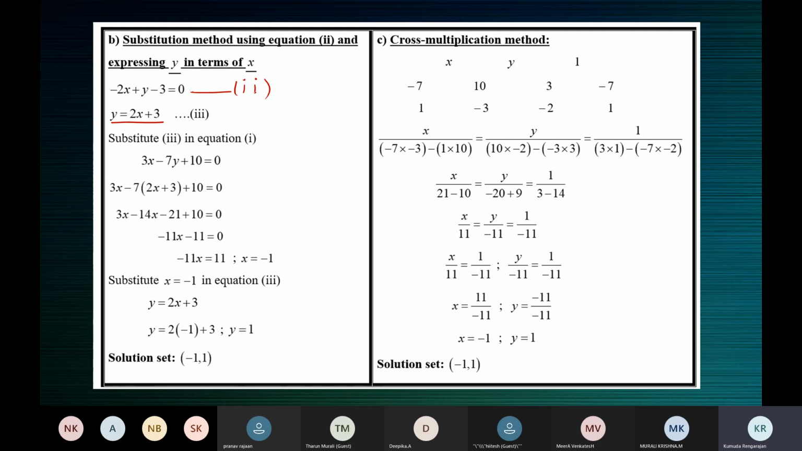So we get y = 2x + 3 from equation 2. So substitute that in the first equation. Substitute it in equation 1.